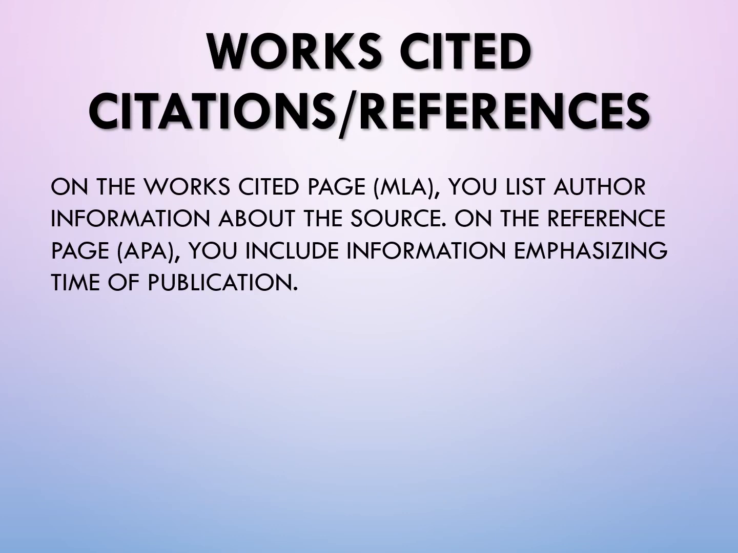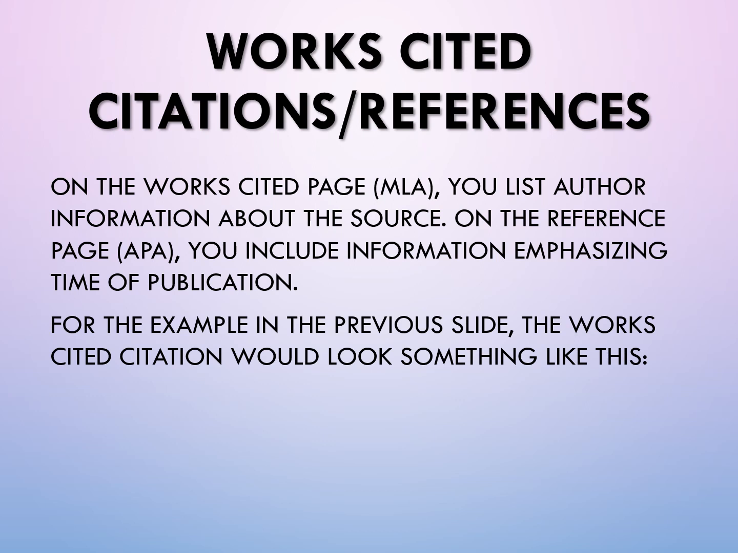On the works cited page for MLA, you list author information about the source. On the reference page for the APA, you include information emphasizing the time of publication. For the example in the previous slide, the works cited citation would look something like this. Goodall, Jane, Ape Society, which is the name of the book, Penguin, which is the publisher, and 1978, the year it was published. You do not have to put page numbers when citing a book in MLA.